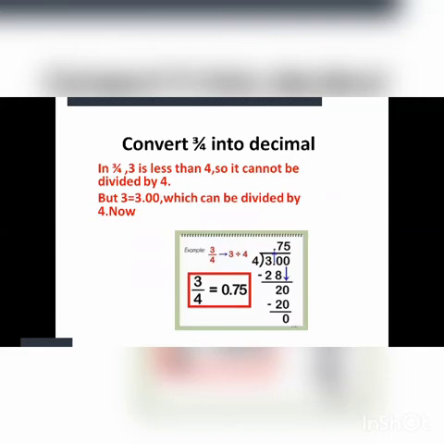Let's see the example. Convert 3 by 4 into decimal. In 3 by 4, 3 is less than 4. So it cannot be divided by 4. But 3 is equal to 3.00, which can be divided by 4. Now, when 3.00 is divided by 4, we get the answer 0.75.